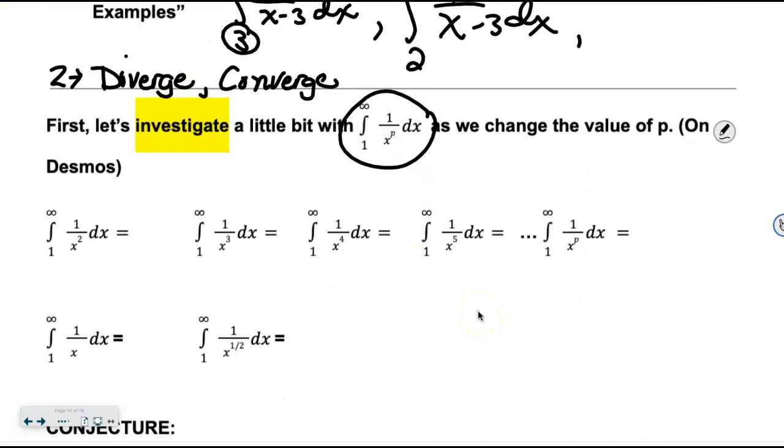I'm going to show you what happens with these. This guy, we got a 1 over 1, or just a 1. This one, we got a 1 over 2. This one, we converged to 1/3. This one, we converged to 1/4.